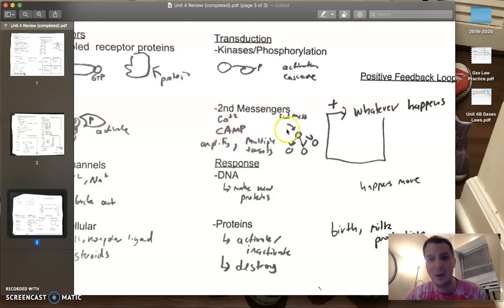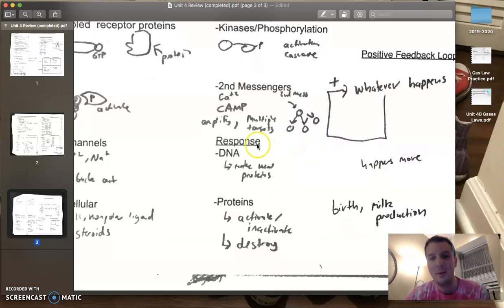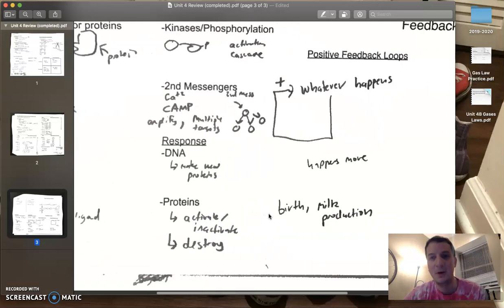So what's the good thing about a second messenger is, one, those messengers can sometimes activate multiple pathways, so you can do multiple responses to one message, and also you amplify it. So every step you go down this pathway, you're going to amplify it 10 times possibly, and then it'll make the message much stronger from what it started out as. Finally, your response again, you can go into the DNA and activate new sections or transcribe new RNA to make new proteins, or you can possibly activate or inactivate proteins that are already there or mark them for destruction.